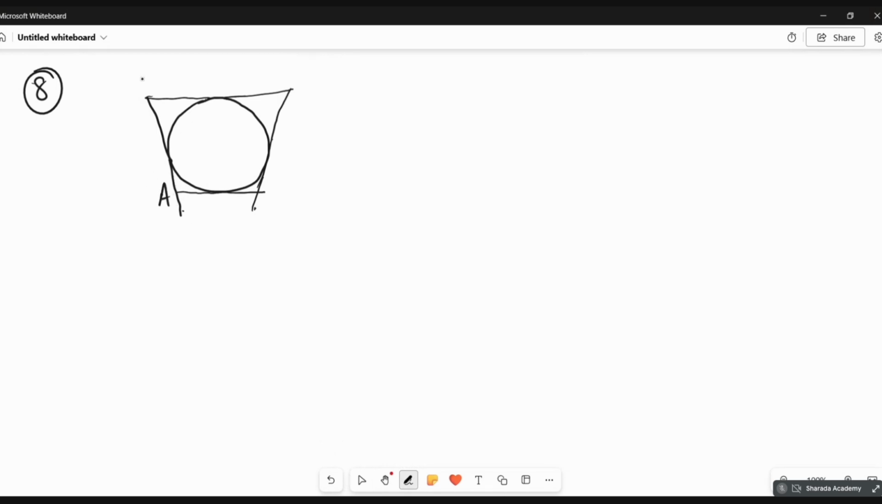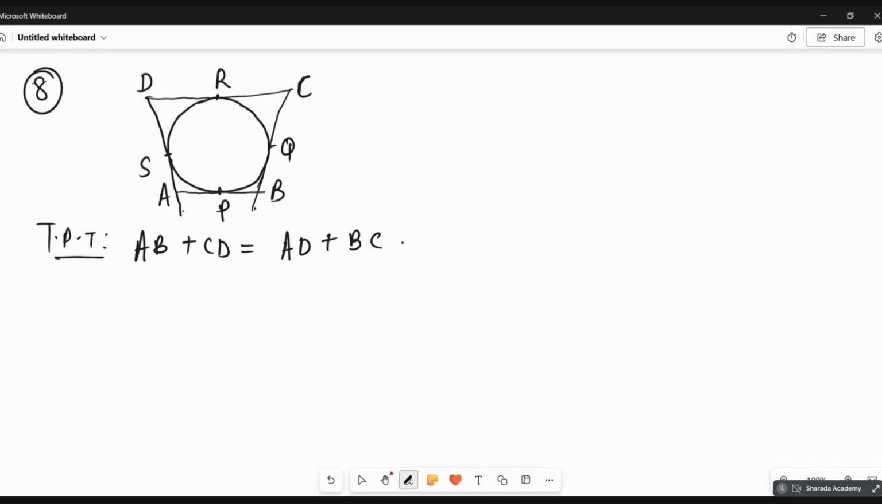This is A, D, C and this is B. A, B, C, D. So these are the points S, R, Q here and this is P. To prove that AB plus CD is equal to AD plus BC. This is the given question. So what you have to prove? AB plus CD is equal to AD plus BC. This you have to prove.